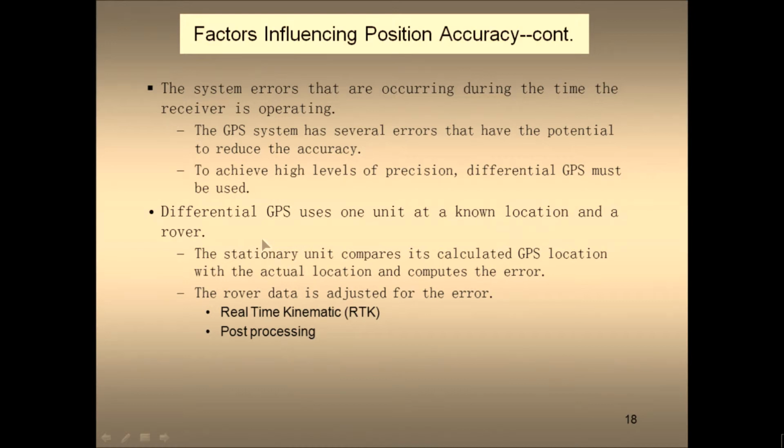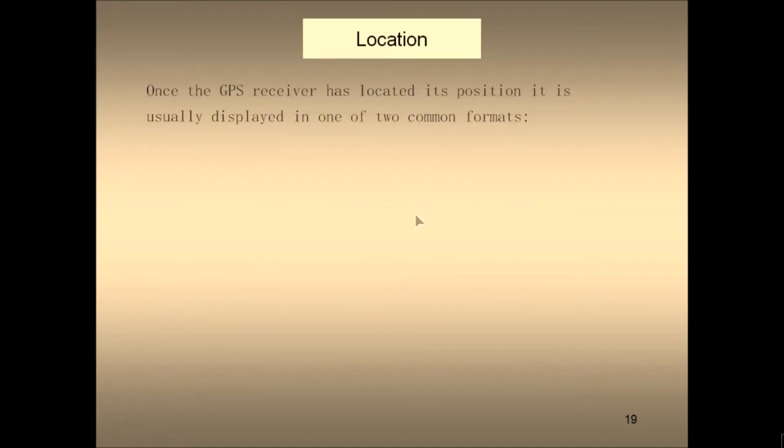The stationary unit compares its calculated GPS location with the actual location and computes the error. Now this error is reduced, so the rover data is adjusted for the error, real-time kinematic and post-processing. And talking about the location, once the GPS receiver has located its position, it is usually displayed in one of the 2 common formats, latitude and longitude and UTM.